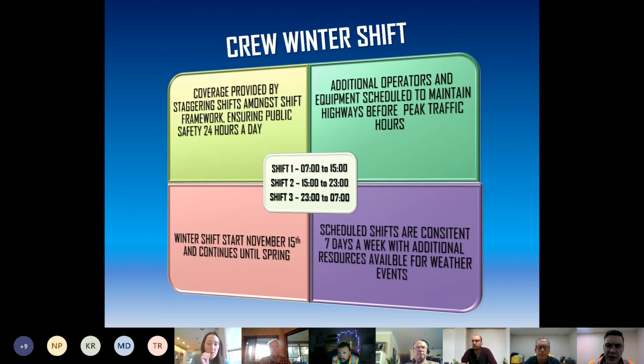Brief look at our winter shift. We have 24-hour, 7-day-a-week coverage. You'll see in the middle of the diagram, shift 1, shift 2, shift 3. It's all based on a 7-hour shift. The pattern is a start time anywhere from 7 o'clock in the morning until 8 o'clock. We stagger each person coming on so that we always have somebody out on the road. Shift 2 and shift 3 follow the same idea so that we can achieve that 24-hour coverage and have our shifts overlap.